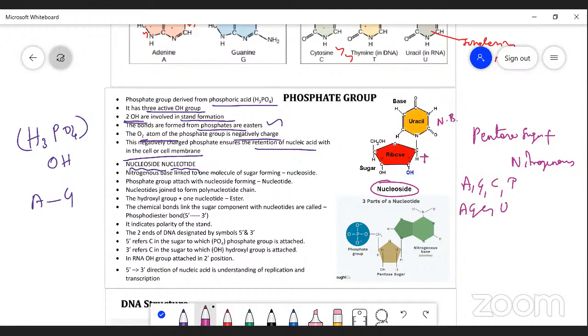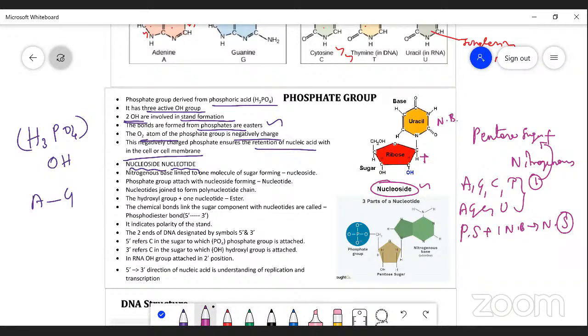Any one of these nitrogenous bases is attached with the pentose sugar, giving the substance known as the nucleoside. Pentose sugar plus one nitrogen base gives a nucleoside. So remember nucleoside. The nitrogen base linked to one molecule of sugar forms the nucleoside.